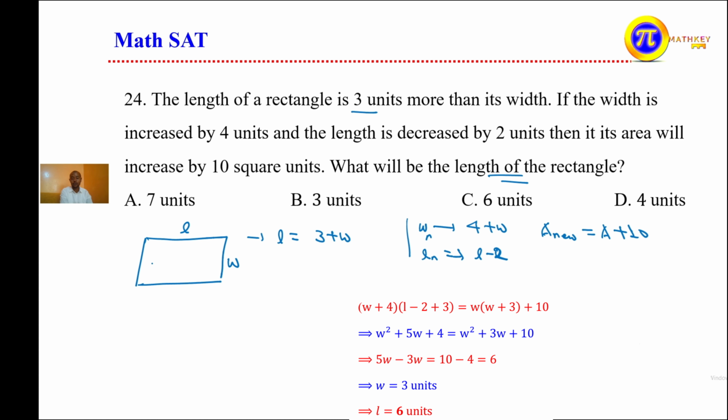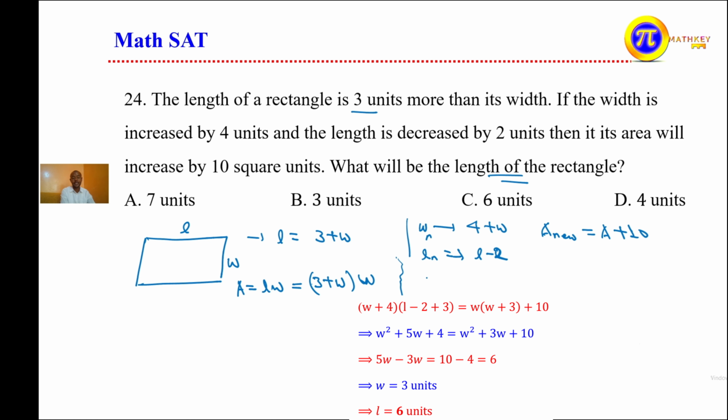If you have this, how can you interrelate these? The area of the original figure is equal to length times width. The length is 3 plus W, so this means (3 plus W) times W. This is the area of the old one. Similarly, the area of the new one is greater by 10 than the previous one.